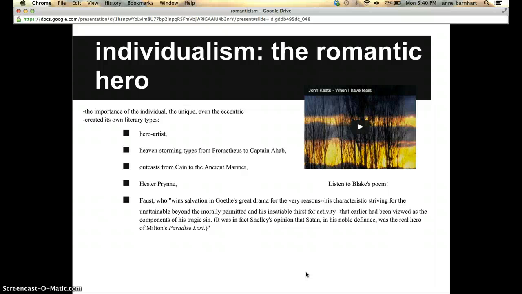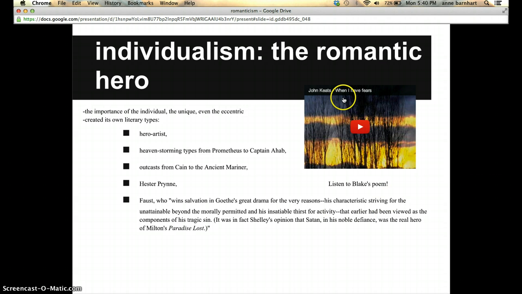I want to just read this little passage here. Faust wins salvation in Goethe's great drama for the very reasons his characteristic striving for the unattainable beyond the morally permitted and his insatiable thirst for activity that earlier had been viewed as a component of his tragic sin. It was in fact Shelley's opinion that Satan in his noble defiance was the real hero in Paradise Lost. So you have these devil-like figures that are humanized, and they try to create sympathy because they didn't see things in absolutes or in black and white.